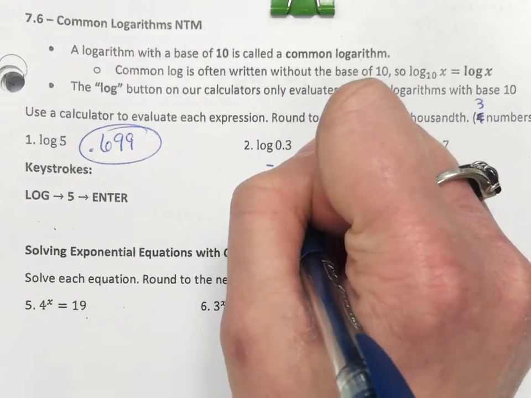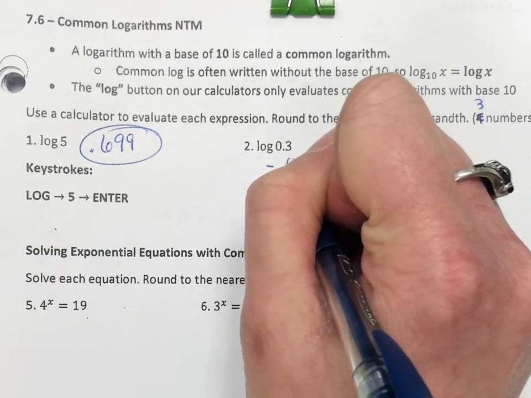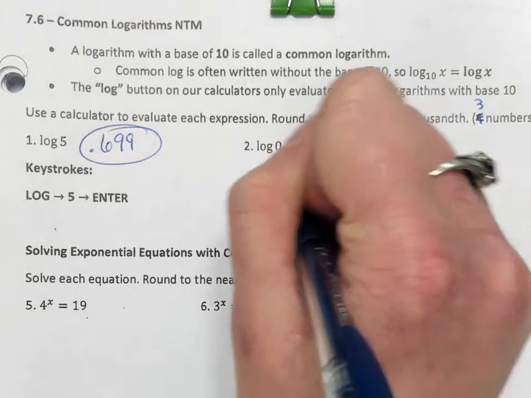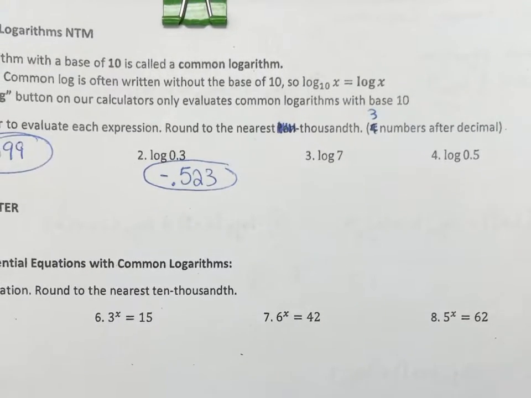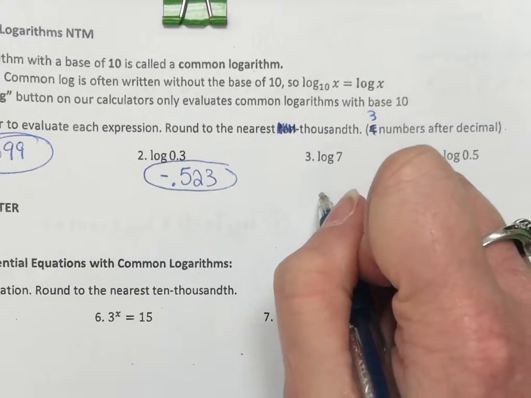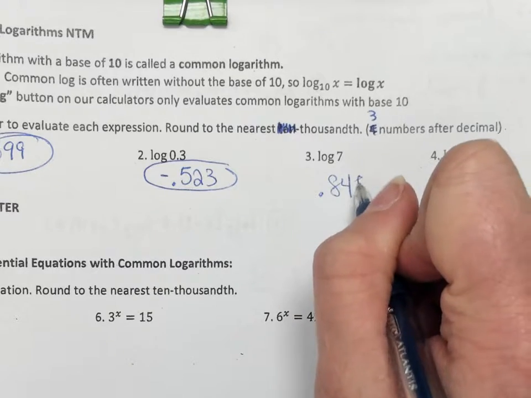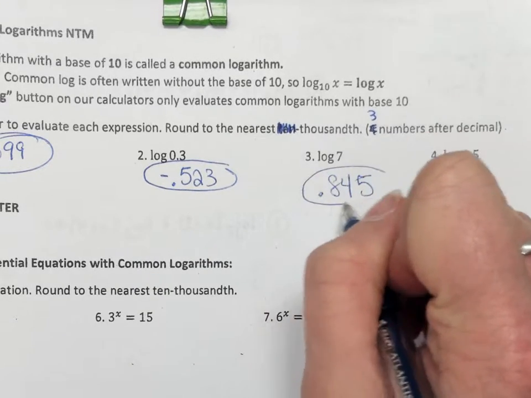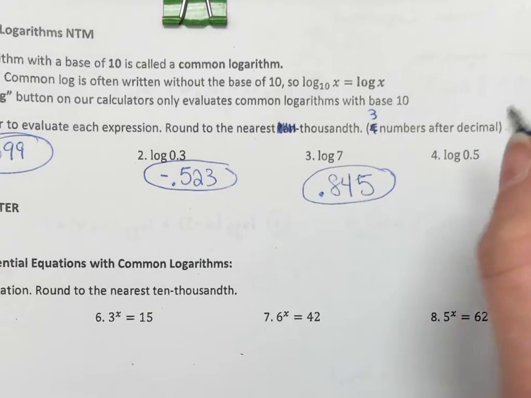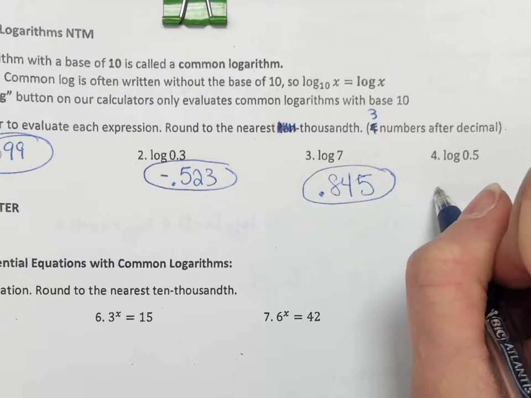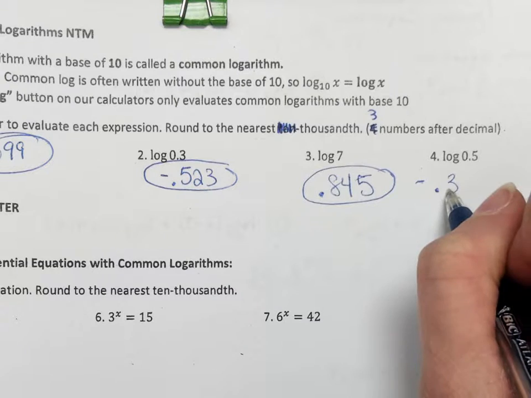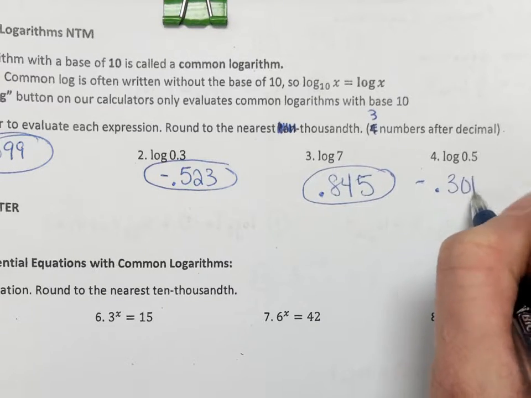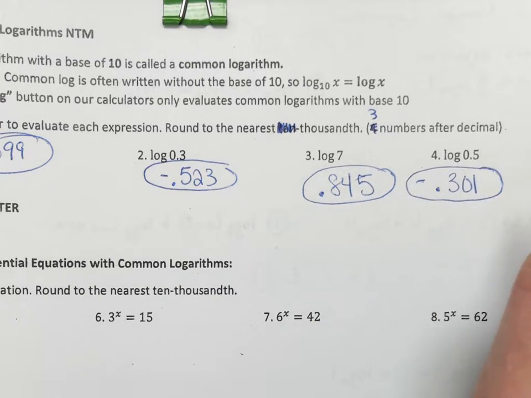Negative what? It is negative 0.523. Do y'all agree with the rounding? Okay, what about number 3? Log of 7.845. Do y'all agree with the rounding? All right. And number 4? Negative 0.301. Okay. Does everybody agree with the rounding on that?